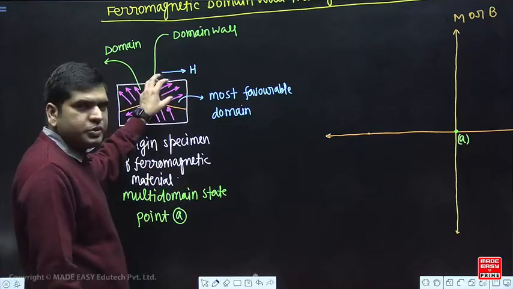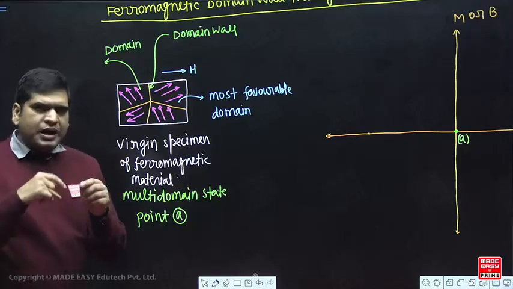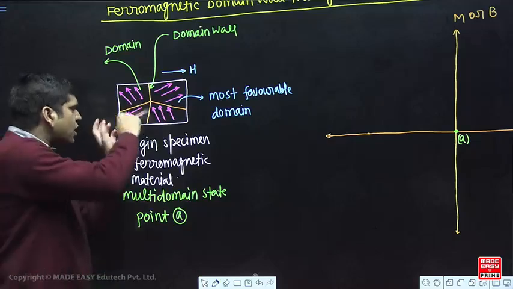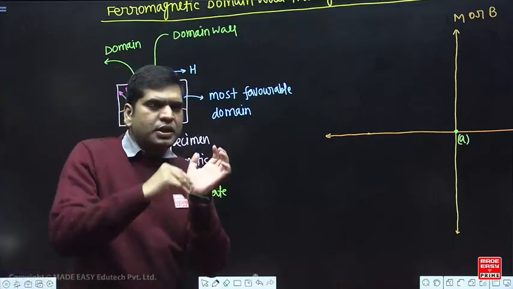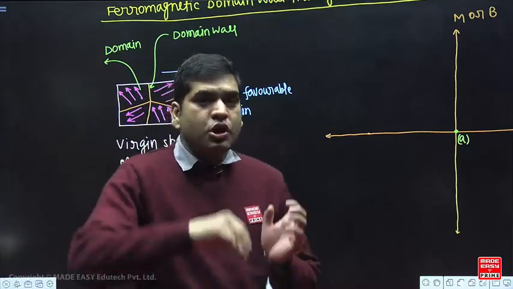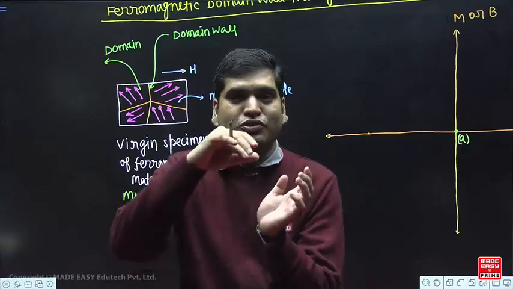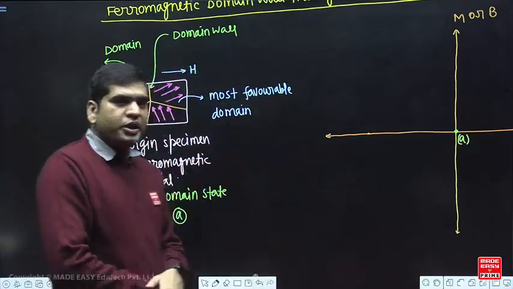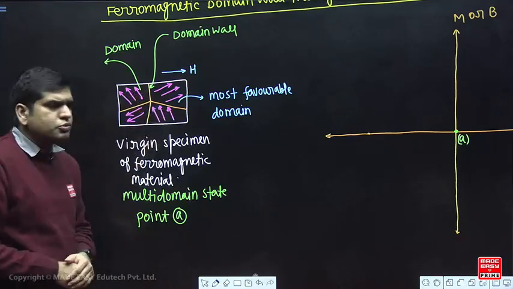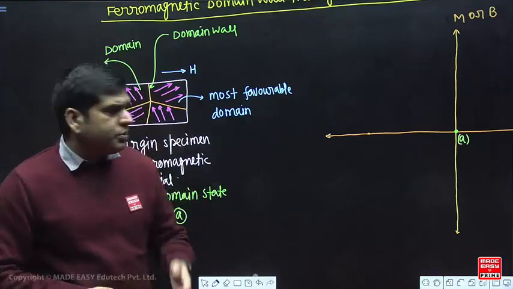So we are initially assuming this as the reference. When we apply the magnetic field, it will apply torque on the dipoles. So these dipoles will start to rotate. But since all the dipoles in a domain are parallel, when they rotate, it will seem that the whole domain is rotating. This phenomenon is known as domain wall motion, because when dipoles rotate, it will seem that the whole domain is rotating. So domain wall would be rotating. Because of this domain wall motion, these dipoles will try to come towards the most favorable domain, and because of this the magnetization will increase.